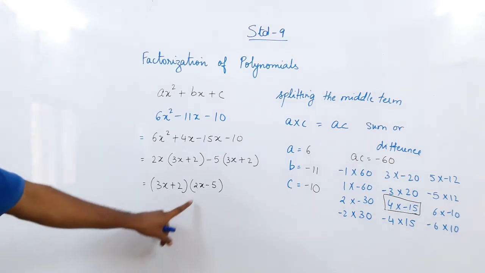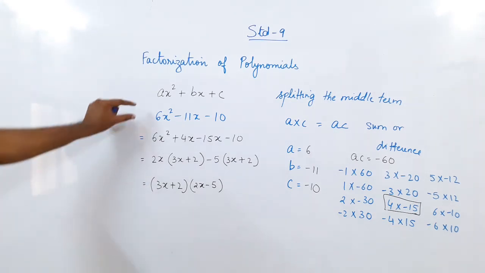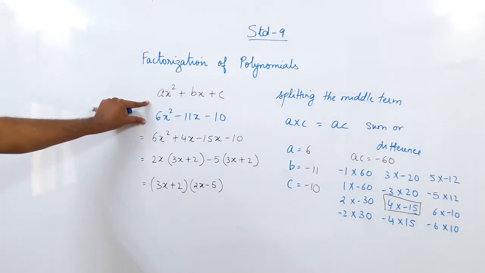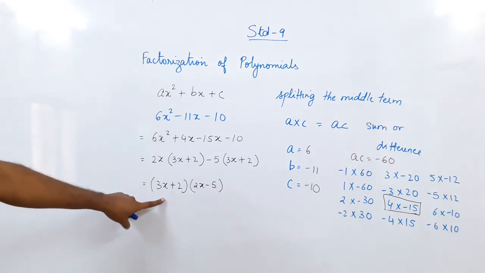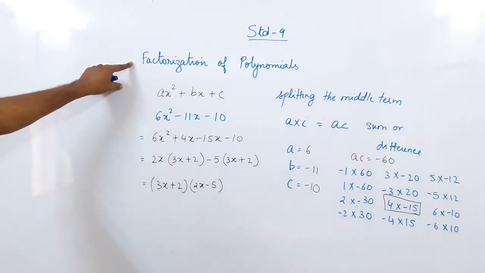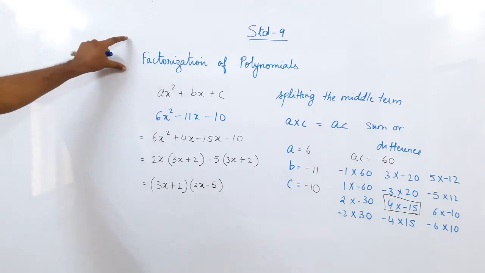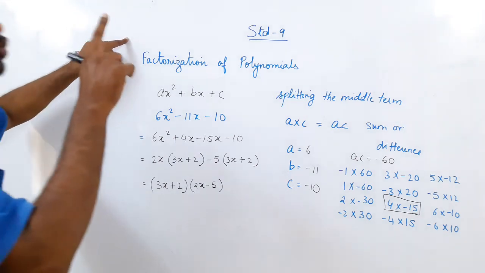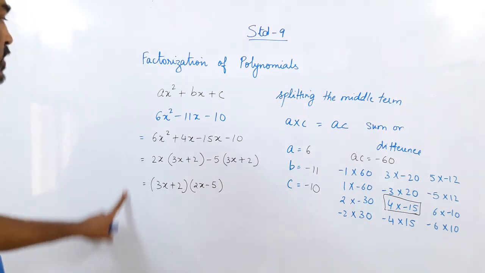So 3x plus 2 and 2x minus 5 are the factors of this. Are you following? So I have factorized. So factorization of polynomials, this chapter we are doing, but before we go to the cubic polynomials, that is x raised to the power 3, first we have to make this thorough.